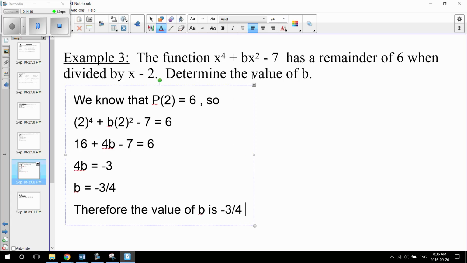So we know that in our polynomial function here, that b value has to be negative 3 over 4, since our remainder was equal to 6 when we divided by x minus 2. We're going to see other ways that this can help us in the next few days as we continue looking at other theorems that are going to help us with our divisions.